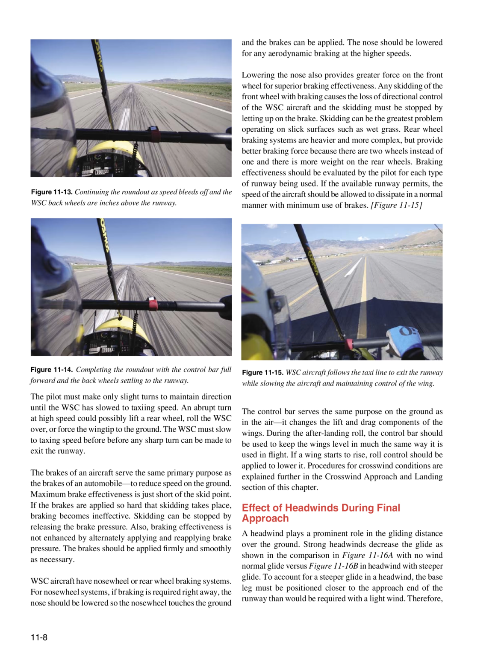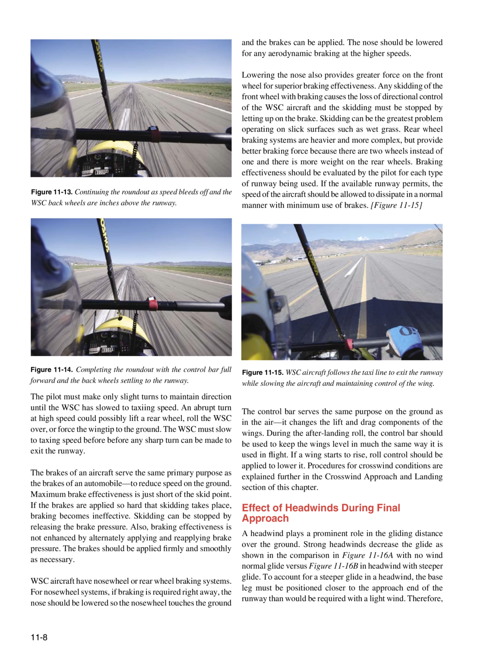The control bar serves the same purpose on the ground as in the air. It changes the lift and drag components of the wings. During the after-landing roll, the control bar should be used to keep the wings level in much the same way it is used in flight. If a wing starts to rise, roll control should be applied to lower it. Procedures for crosswind conditions are explained further in the Crosswind Approach and Landings section of this chapter.